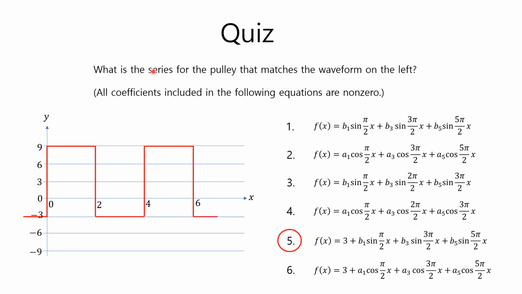What Fourier series fits the waveform on the left? The correct answer is number 5. From the figure, you can see that the average value is 3, so answers 1 to 4 are not correct. Next, you can see that the square waveform in the figure is the result of a square waveform that is point symmetrical about the origin and shifted in the positive direction by 3 along the y-axis. Therefore, we need to use the sine function. From the above analysis, the answer is number 5.